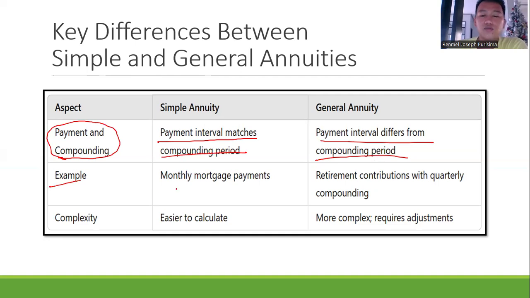In terms of examples, we have monthly mortgage payments for simple annuity. For general annuity, we have retirement contributions with quarterly compounding. For complexity, simple annuity is easier to calculate. General annuity is more complex and requires adjustment. Why? Because the payment is different from the compounding period. That's why it makes it more complex.